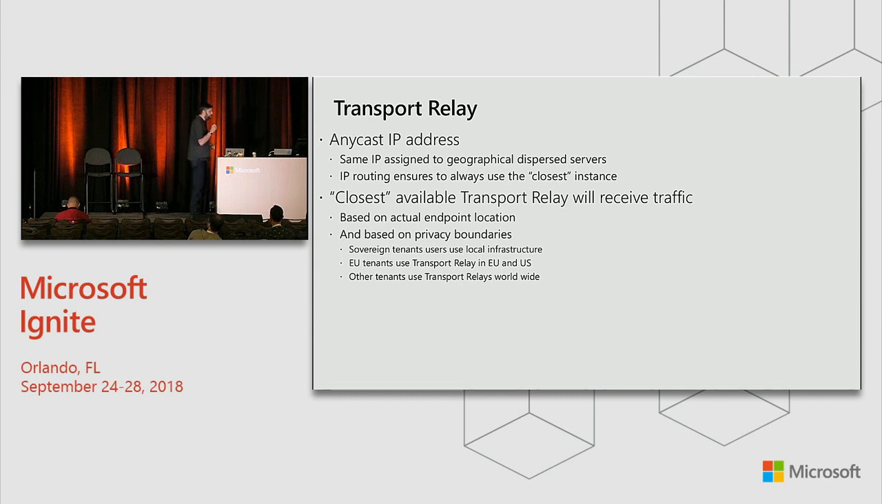There are some privacy boundaries. So we have the concept of sovereign tenants. In certain countries, there's a special version of Office 365 for that specific country due to regulations. Those people will never use a transport relay in a different country. It's their law that says you're not allowed to, so we're fully compliant with those laws. Any EU tenants, because of some of the EU laws, they will only use transport relays in the US or in the EU. And all the other tenants can use any transport relay that's close to them.